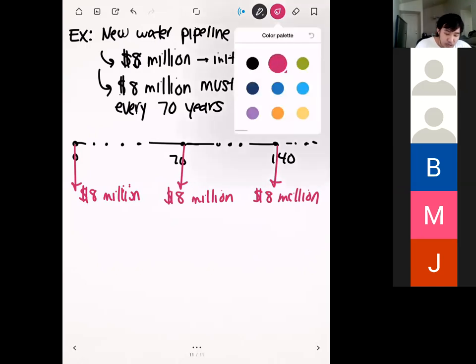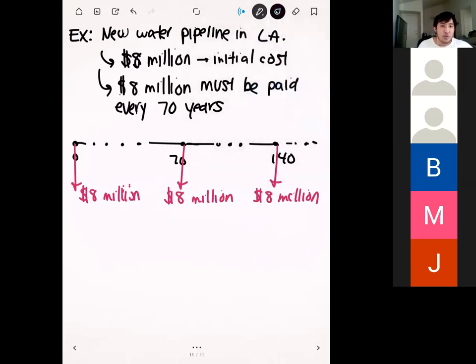And so the city doesn't want to raise $8 million every 70 years. So they say, let's pay for the pipe now, and let's set aside some money that we can put into some investments, so that every 70 years we'll have the money ready to buy the pipe. The question is, what is the capitalized cost that the city needs to put aside in order to maintain this pipe?